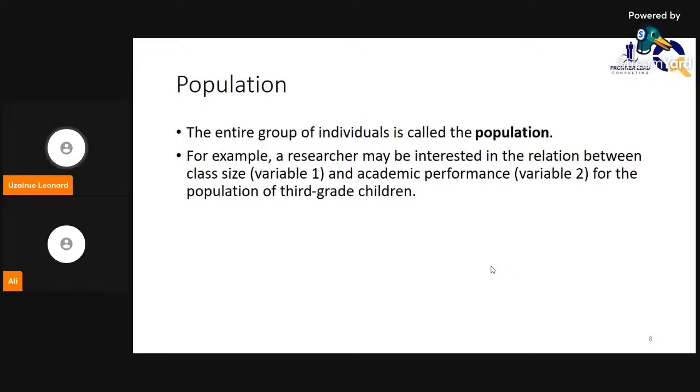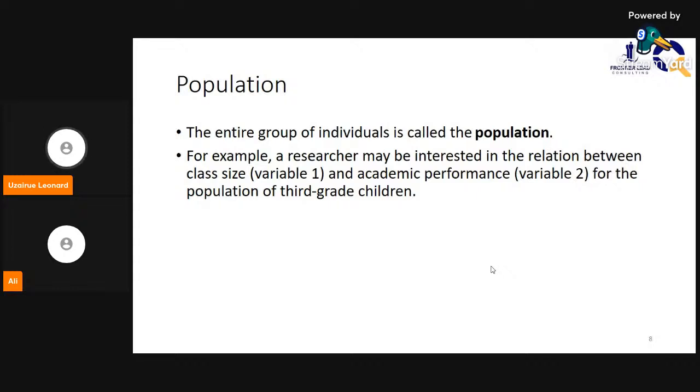Let's say a researcher is interested in studying the relationship between the class size of a particular class and academic performance for a population of third grade students. Note that all the third grade students or pupils make up the population that you want to study. But you know that it's not possible for you to study the whole third grade population in Nigeria. So what you do is take a representative sample.